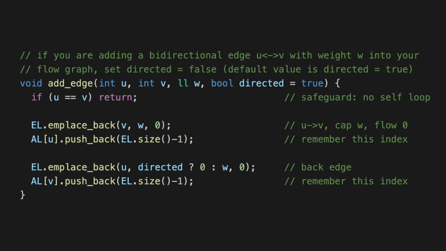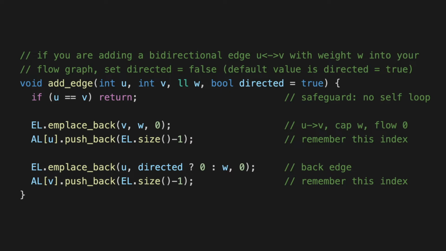So essentially what we have here is a directive to add an edge from U to V with a capacity of W. That's what we want to do. The first thing that we do here is a sanity check, which says that we don't want to permit self loops. So if U is V, then do nothing. But otherwise, what we want to do is actually add this edge to our system.